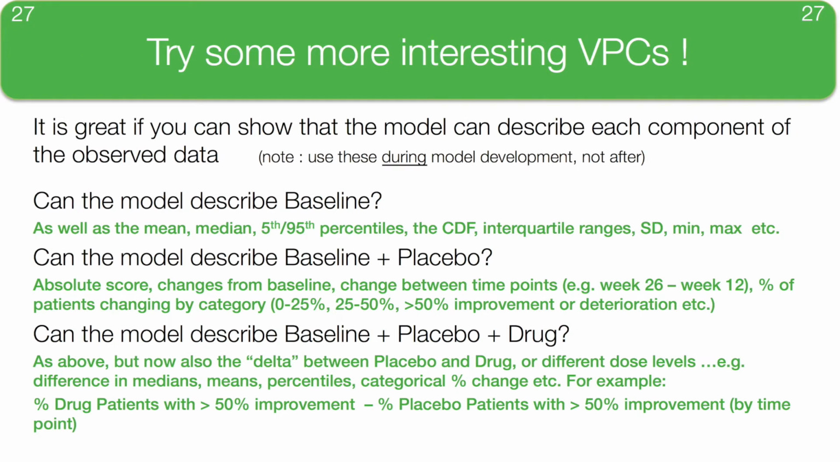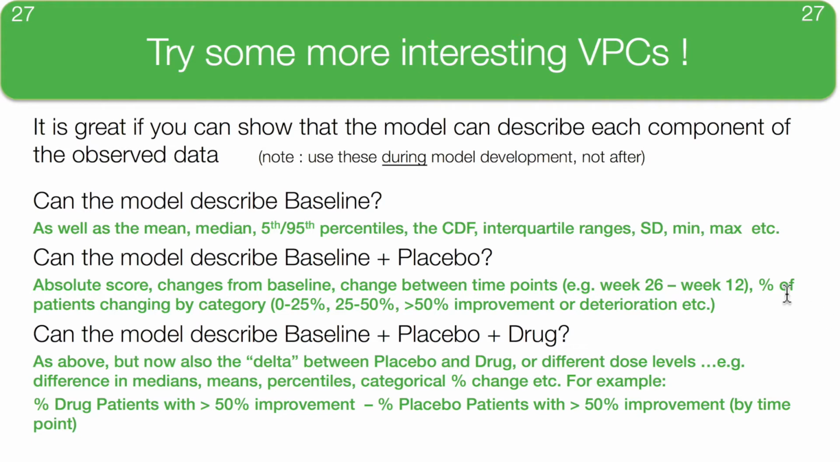I think that you can try some much more interesting VPCs. So I think it's great if you can show that your model can describe each component of the observed data. So can the model just describe the baseline first of all? Then can the model describe the baseline and the placebo? And then can the model describe the baseline and the placebo and the drug?